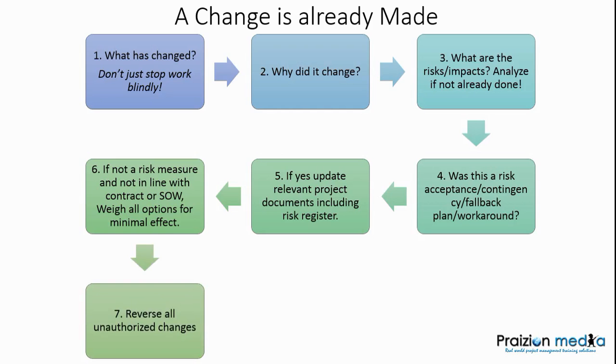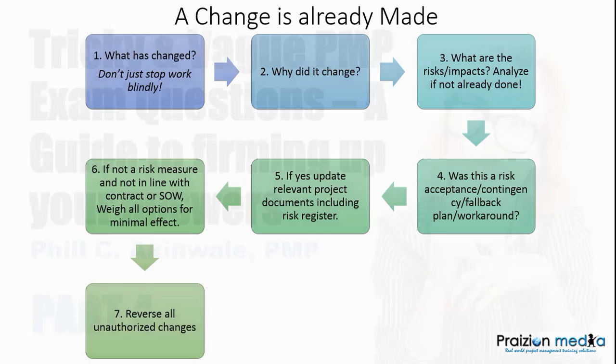Okay, then the next step is to reverse all unauthorized changes because you cannot leave unauthorized changes on the project. They need to be weeded out. So once you've found how to minimize the effect of uprooting those changes, then reverse those unauthorized changes because as the PM, you cannot leave them on the project.